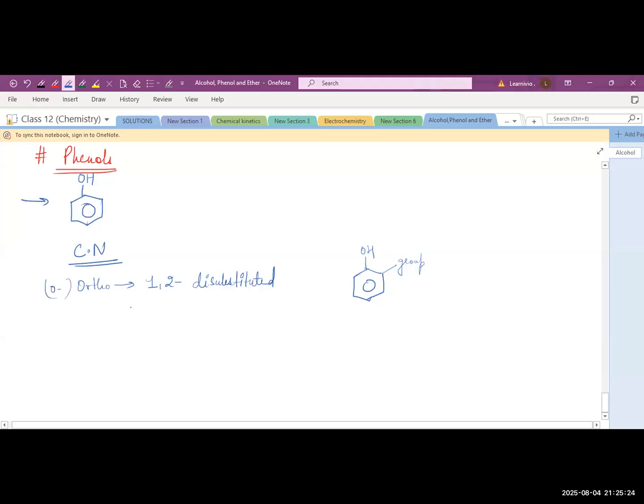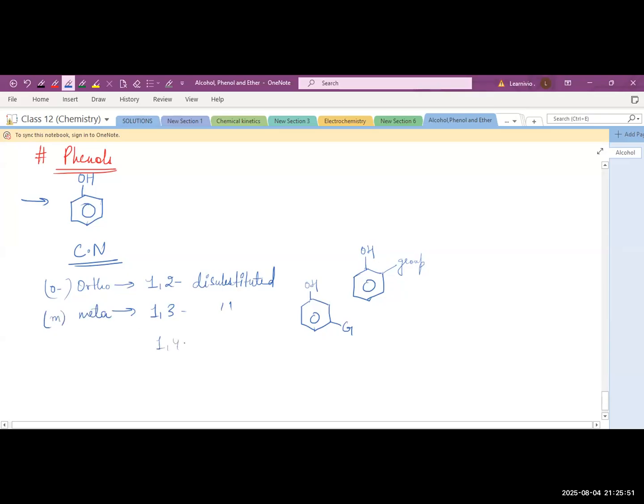And suppose there is a 1,3 disubstitution, just like here one position is always fixed for the OH group, and suppose this is 1, 2, and on the third position there is a group, right? So this is your 1,3 disubstitution. So for this we use meta, for meta we use small m.